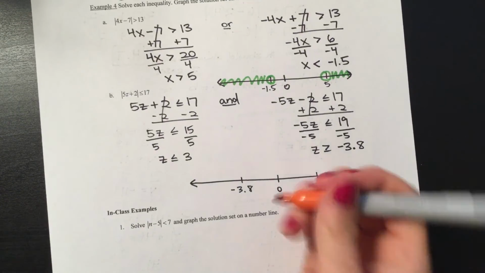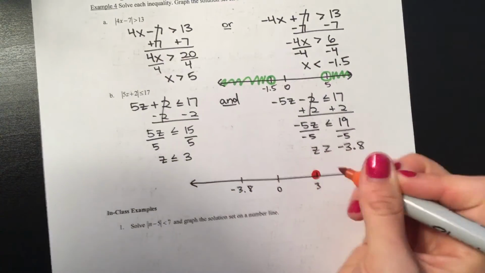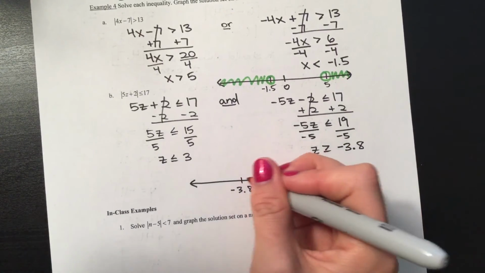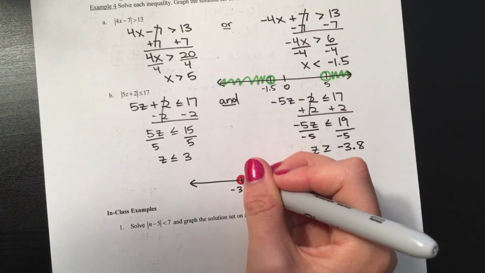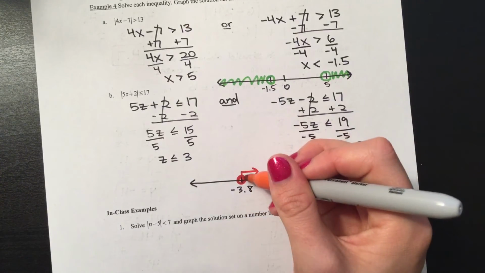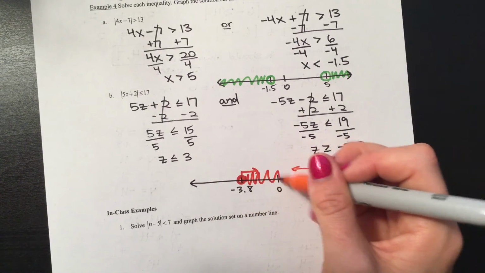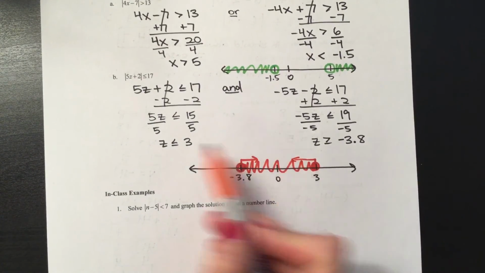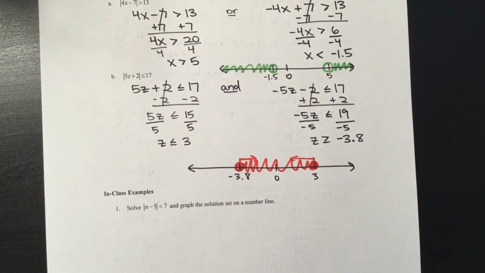Okay, so the overlap would be, I've got everything that is less than or equal to the 3 and greater than or equal to the negative 3.8. So they end up overlapping, meeting in the middle, and then this would be your and inequality. It would be in between those two numbers. These are both shaded because these both have the less than or equal to. All right, that's it for 1-6.